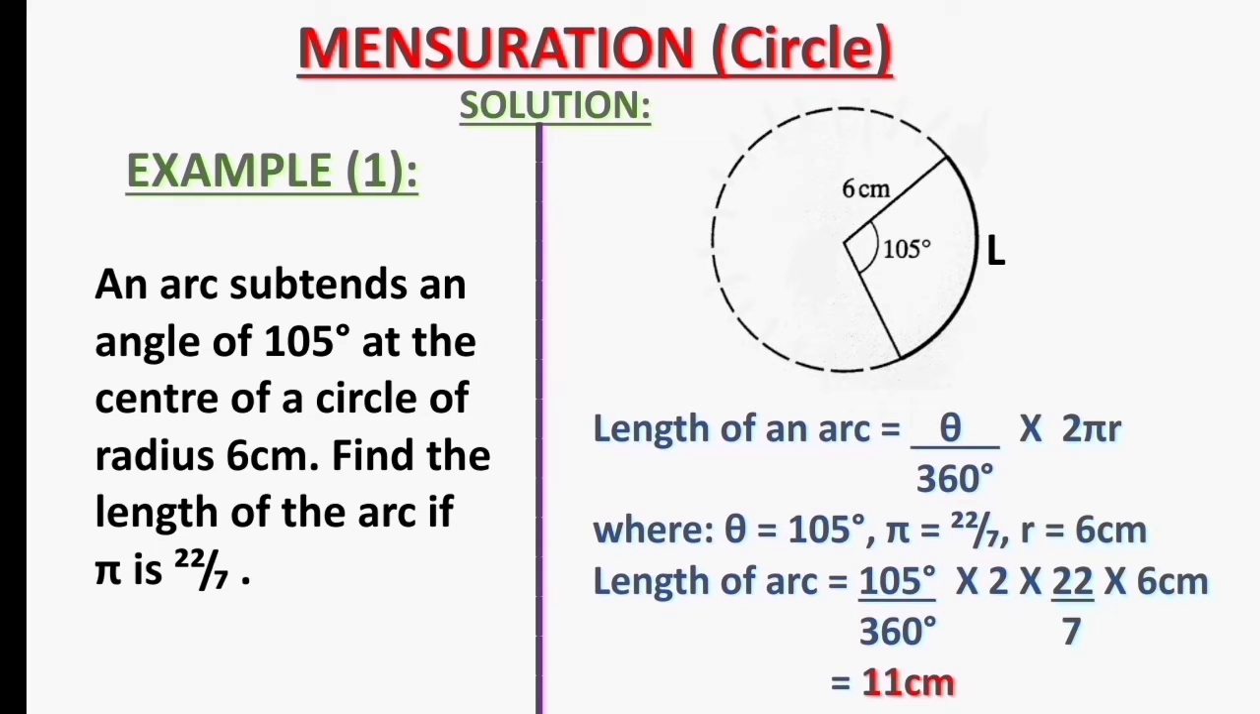The formula needed for the length of an arc is theta over 360 degrees times 2 pi radius. In this question, the angle is 105 degrees, which is the value for theta. Pi is 22 over 7 and the radius is 6 centimeters. Substituting these values into your formula for length of an arc, the answer to question 1 is 11 centimeters. The length of the arc in question 1 is 11 centimeters from substitution and calculation. I hope question 1 is clear to you.